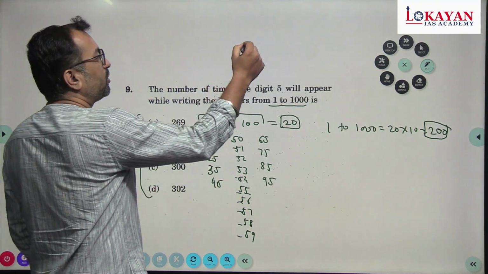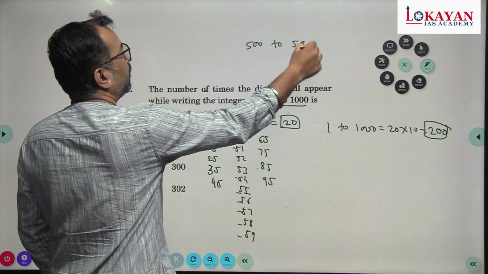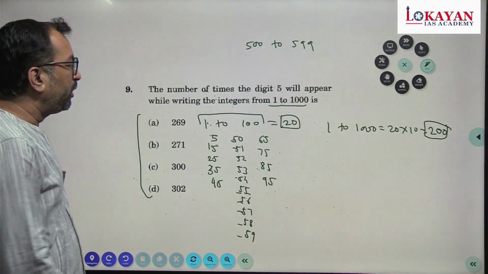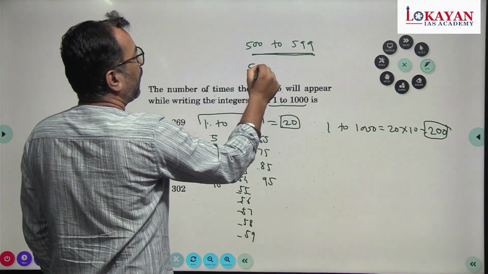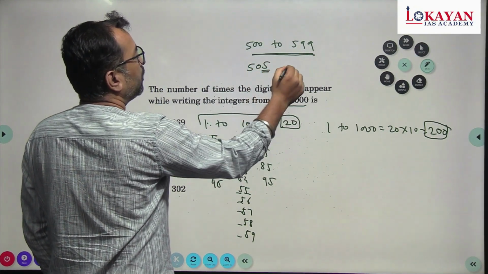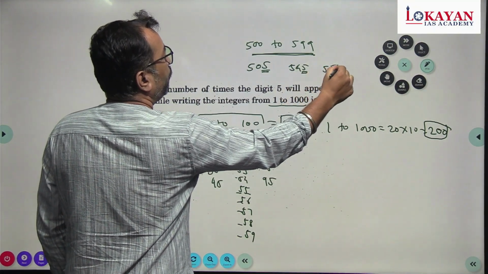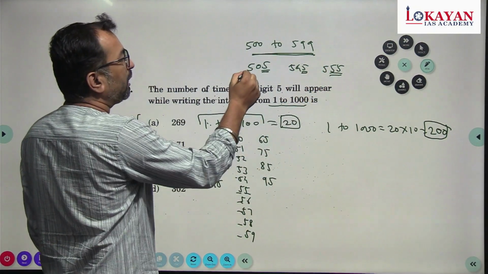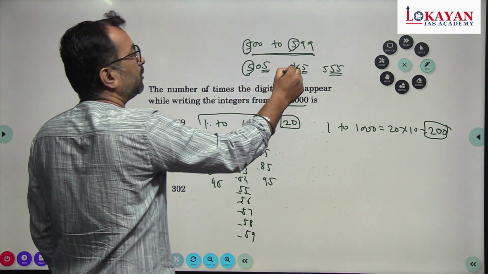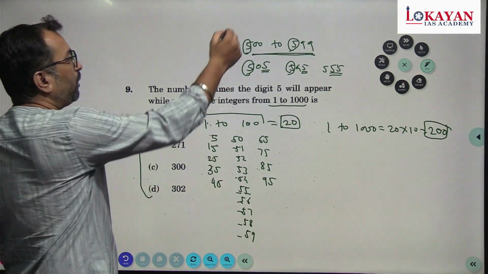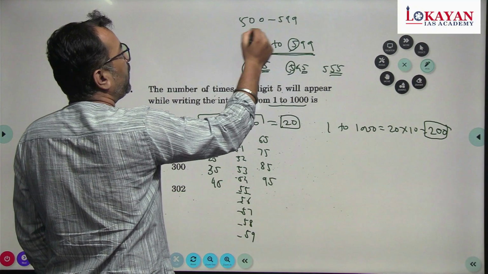We are missing the section between 500 to 599. We have counted all the 5s between this interval, but we have calculated only these 5s. We haven't considered 5 at the 100th place, right? So between 500 to 599, how many numbers are there?